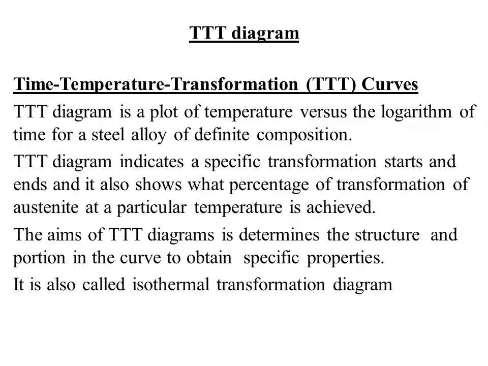The TTT diagram indicates where a specific transformation starts and ends, and also shows what percentage of transformation is happening at a particular temperature. The aim of the TTT diagram is that it determines the structure and portion in the curve to obtain a specific property. So from that curve, you can find out at what portion a particular specific property is exhibited. So it is also called the isothermal transformation diagram.